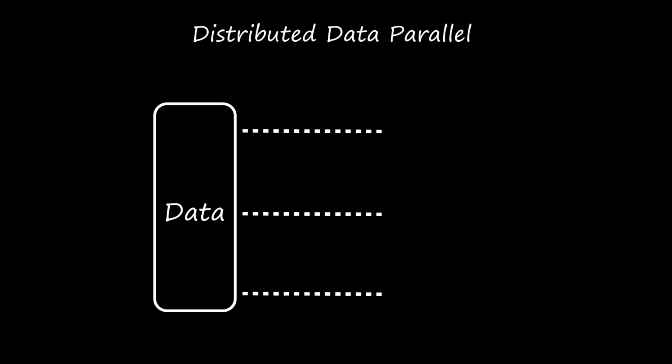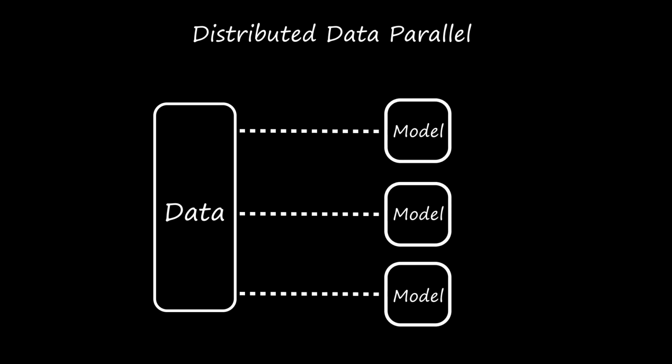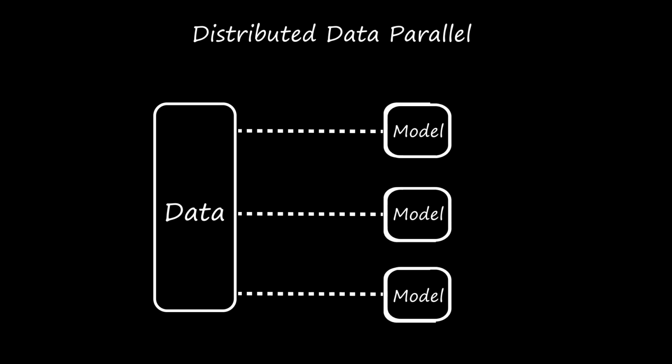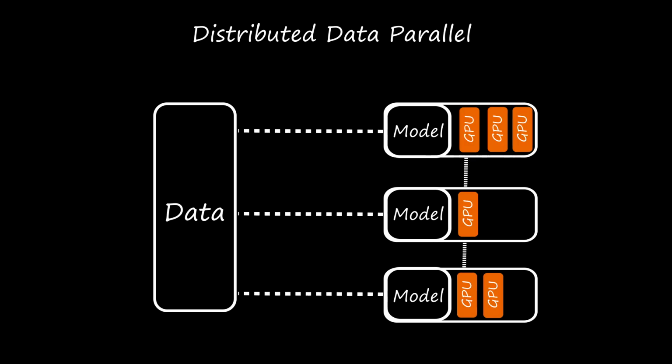DDP is a parallel computing technique that allows us to train deep learning models across multiple machines, each equipped with one or more GPUs. It's a powerful tool that enables scaling of computational resources to handle larger models and datasets, thereby accelerating the training process. Let's see how it works.